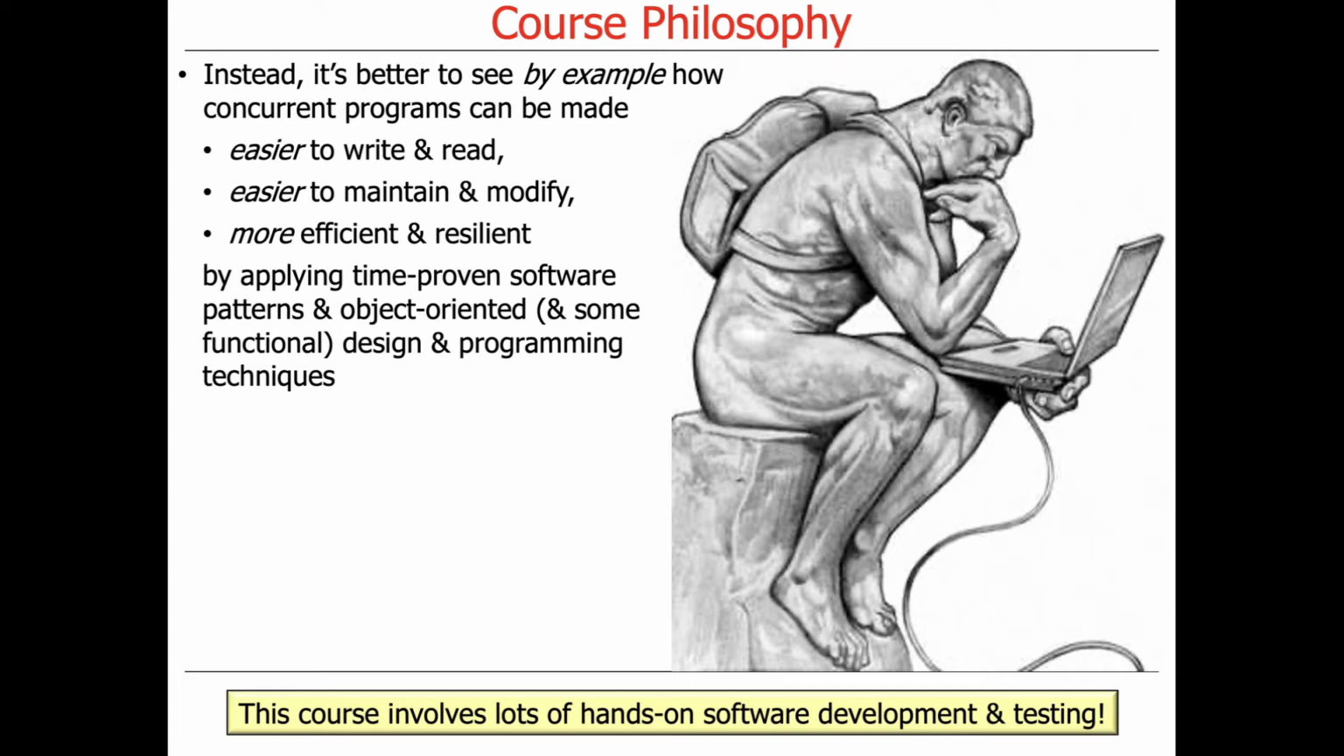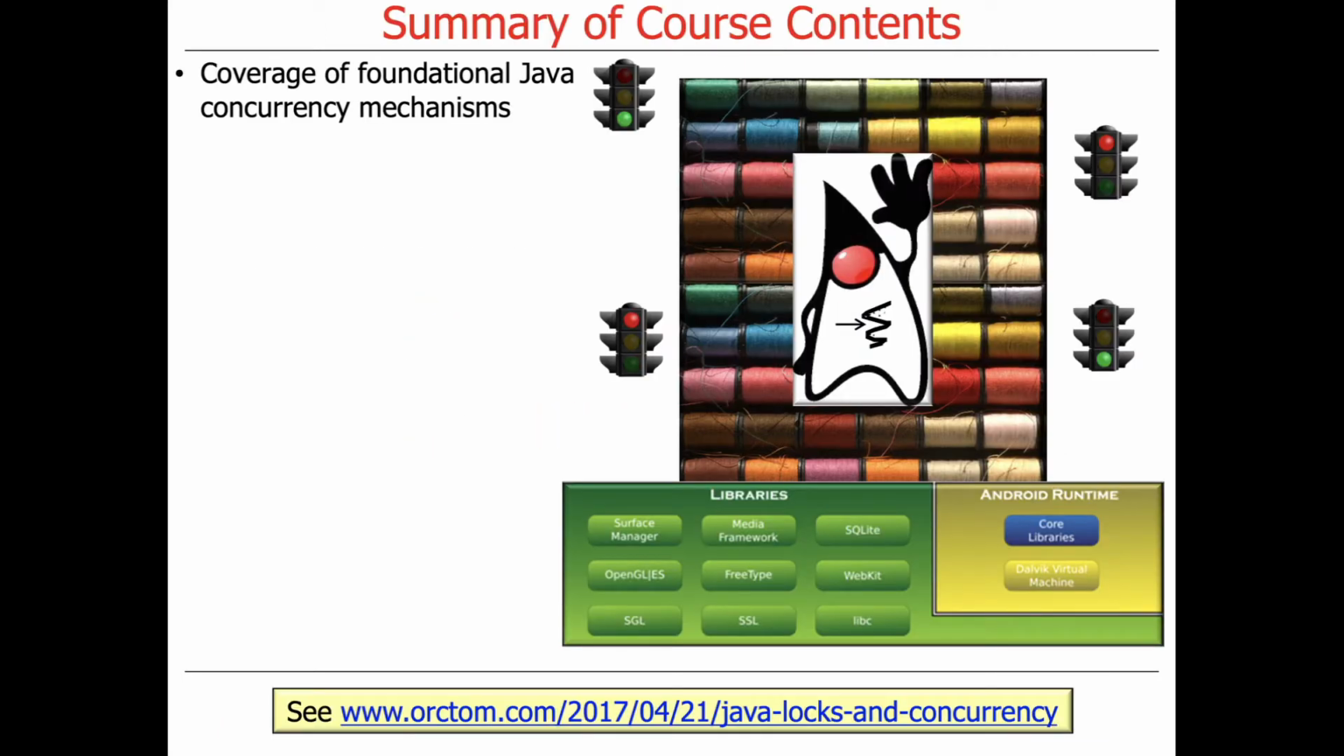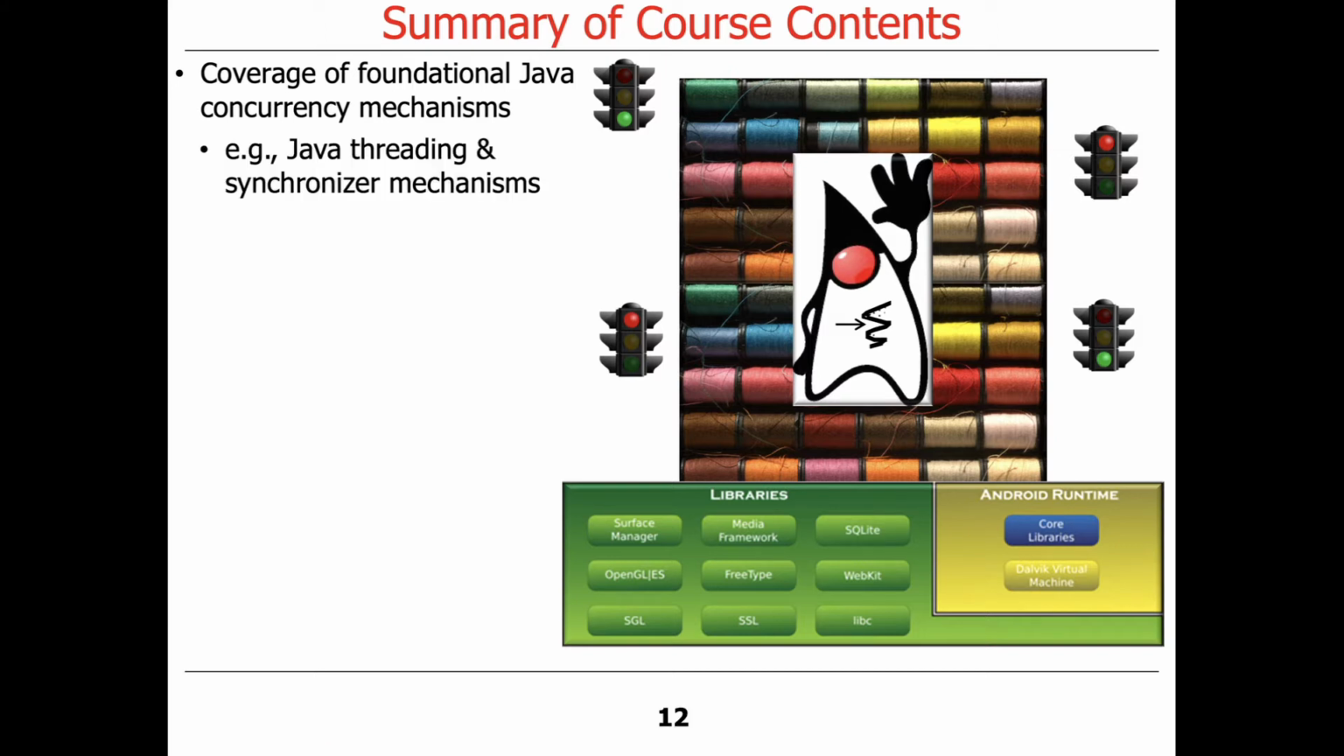So a lot of this class focuses on developing software and then testing it using various sophisticated white box testing frameworks. So what are we going to be covering here? We're going to start with a focus on foundational Java concurrency mechanisms. And this will include both the threading mechanisms that are in Java, and you'll get exposed to that starting with assignment number 1 here. And there's also a bunch of so-called synchronizer mechanisms, and you'll get exposed to those.